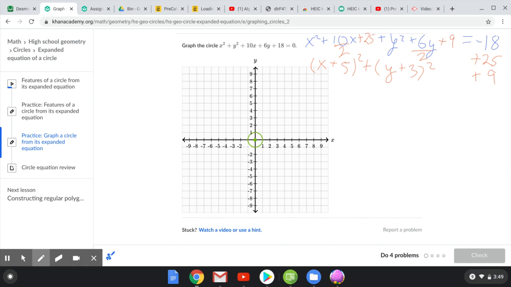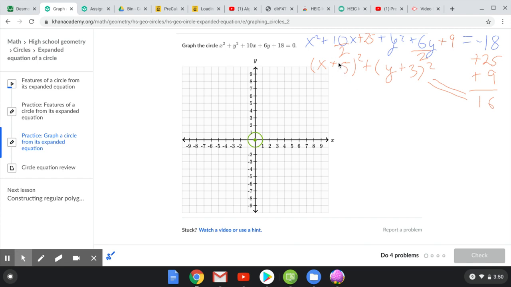So once you have all that, you can add these together and get 16. So those are equal to each other. So x plus 5 squared plus y plus 3 squared equals 16. Now all we have to do is graph that. So hard part's done. All we have to do is graph.